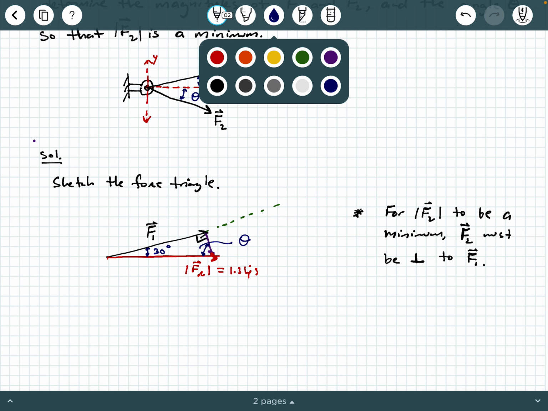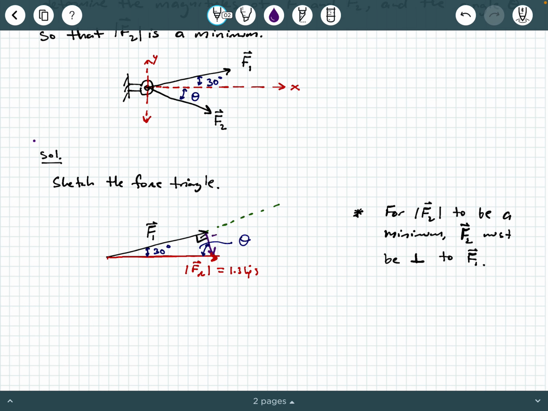So how do I know this? How do I know that F2, this is F2 in purple, has got to be perpendicular to F1 by this sentence over here? Well, if F2 is going to be the smallest possible value it can be, that means that at a 90-degree angle with F1, that's where F2 will be the shortest possible length it could be. Think about it. If F2 were shooting out over here, then this value of F2 would be a greater value compared to if it's at 90 degrees with respect to F1.